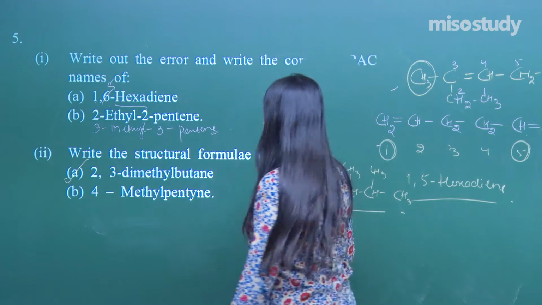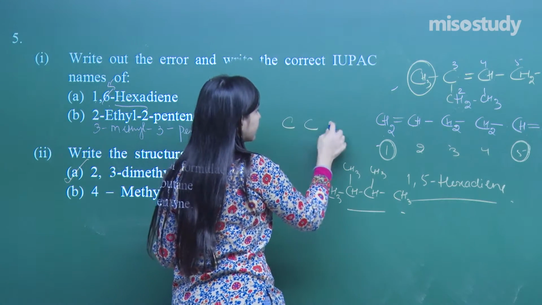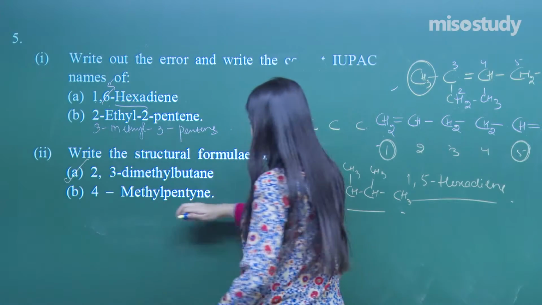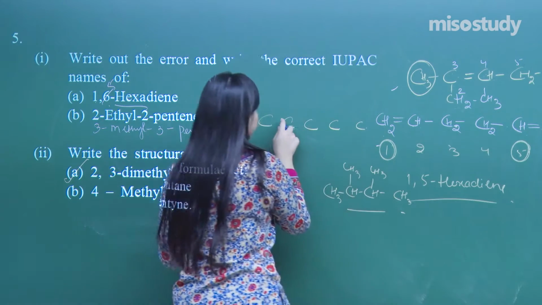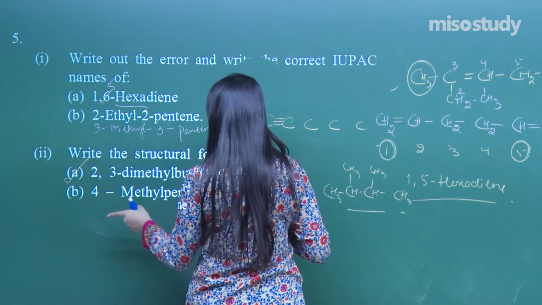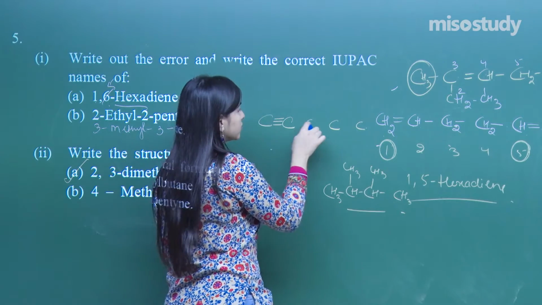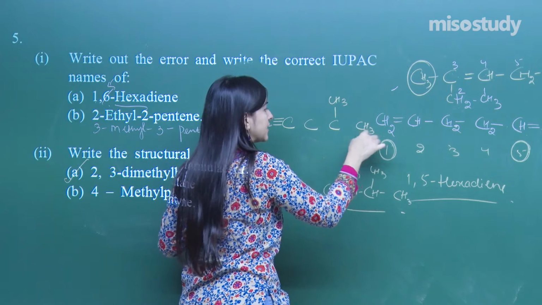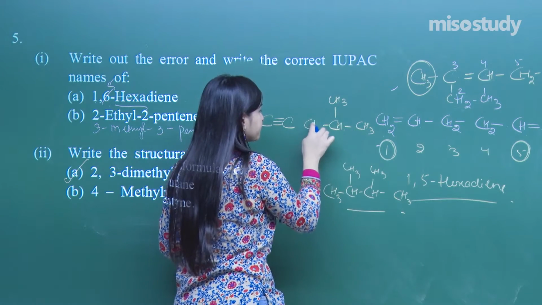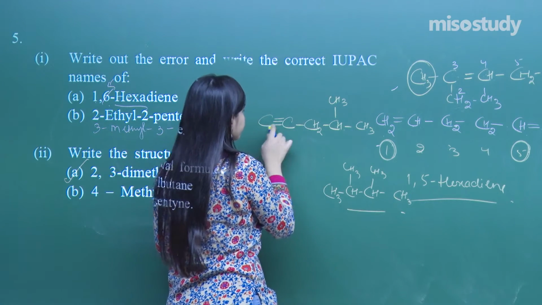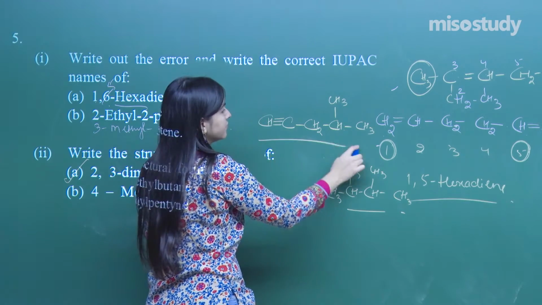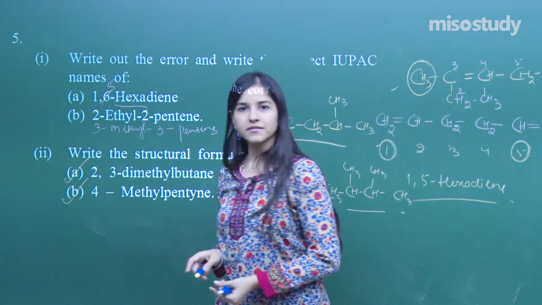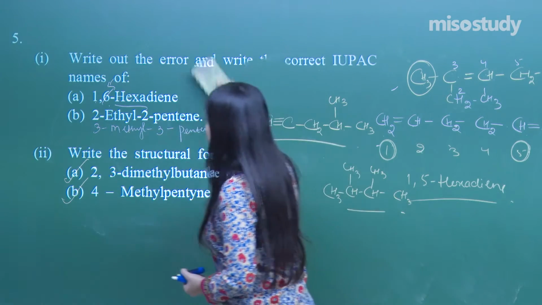4-methylpentyne, it's very simple. Pent-yne, the triple bond must be placed where? On the first position, it's understood. 4-methyl, 1, 2, 3, 4, and we shall complete the valencies here. Done. That is the answer. Clear about it? This is also done. Now, let's move on to the next question then.